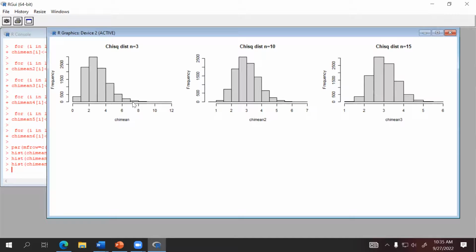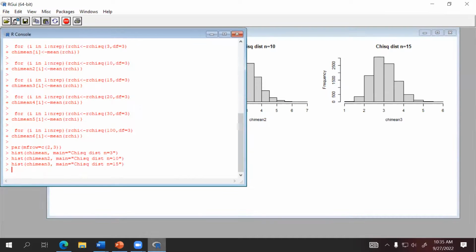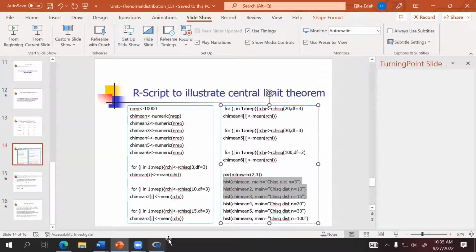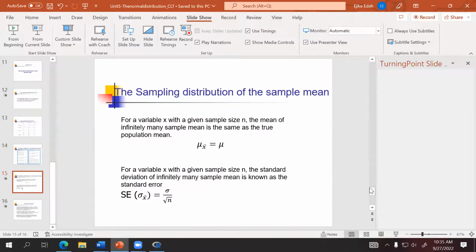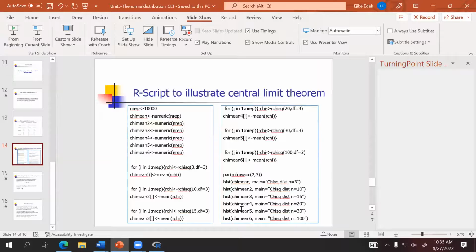So you're starting with skewed data, but when you increase the number of selections you make to 10, you see somehow the skewness is adjusting. Increase it to 15, it's adjusting more. So let's increase it more to the next set of values there. So let's get it to 20, right?